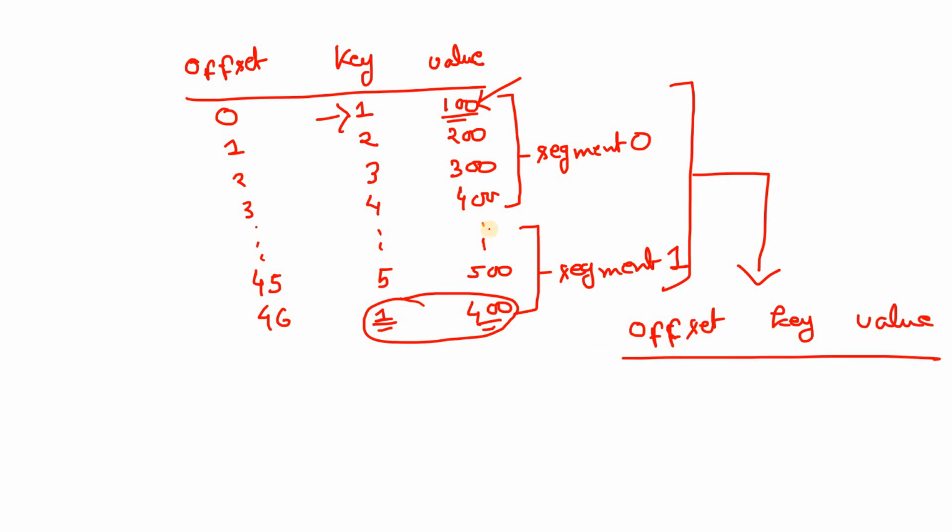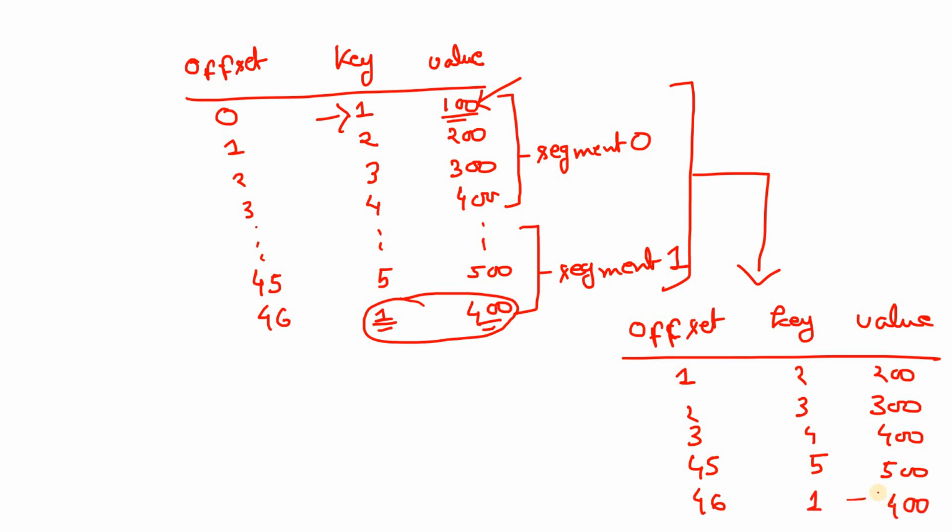And here, see, for 2, 3, 4, it is not repetitive. So offsets will be 1, 2, 3, and for employee IDs 2, 3, 4, whatever was there will be coming, that is 200, 300 and 400. Okay. Now here, for employee 5, suppose this record arrived for the first time, so that will also remain. So offset is 45, the key is 5 and the value is 500. Okay. Now offset 46: employee ID 1's data will come with the updated salary, that is 400.